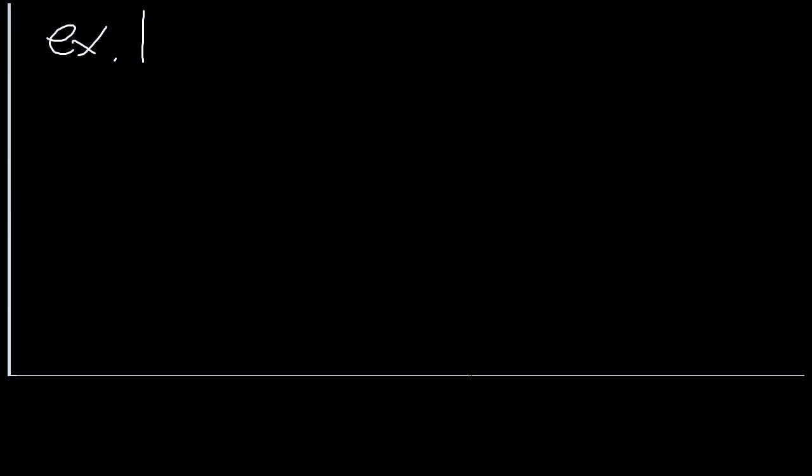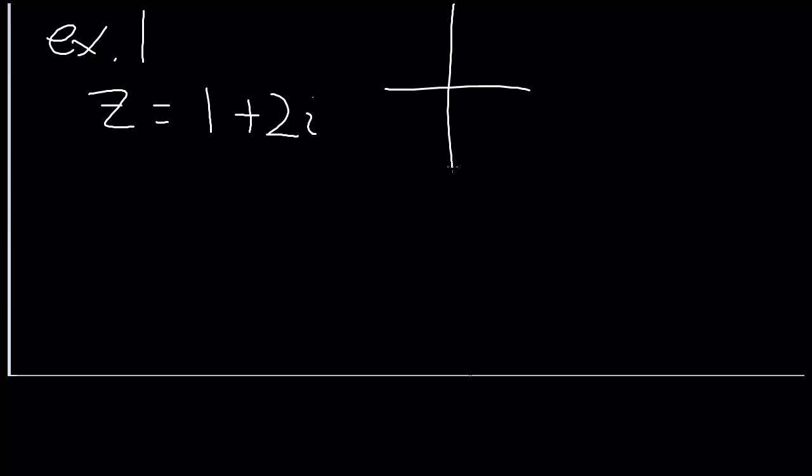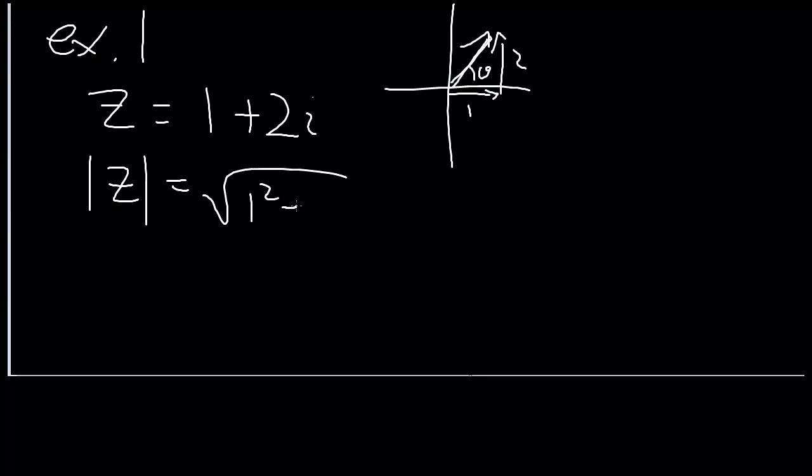So let's quickly do a couple examples on changing from Cartesian to polar. We have z, some number, equal to 1 plus 2i. Let's sketch this out really quickly on a complex plane. We have 1 here, and 2 there, theta, and so to get the magnitude, we just use Pythagoras, 1 squared plus 2 squared, all square root, giving us square root of 5.